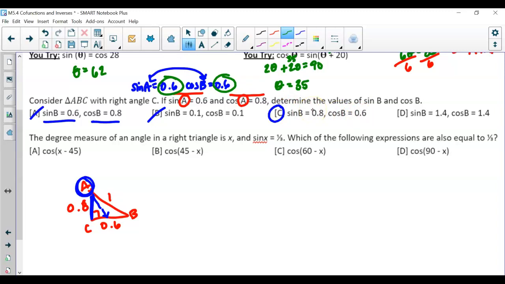And then this one here, you just have to remember, if sine of X is 1/3, then what other value is also going to be 1/3? Well, the complementary. That's why the answer is D, because here's showing your complementary.